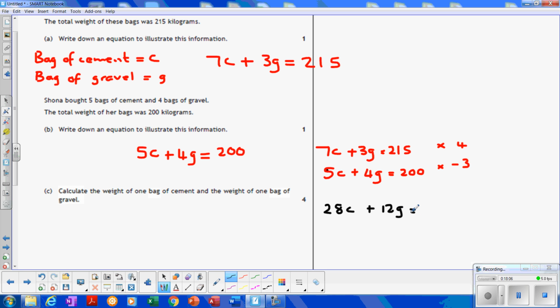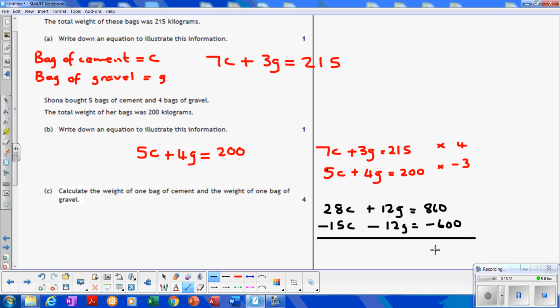and when I multiply 215 by 4, that gives me 860. And when I multiply the bottom one by minus 3, I get minus 15C minus 12G, and that is equal to minus 600. So now when I add these equations together, the letter G will disappear. So I have 28C take away 15C gives me 13C, the G terms disappear, and 860 take away 600 gives me 260.